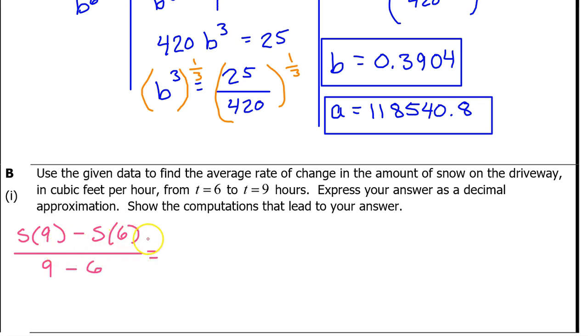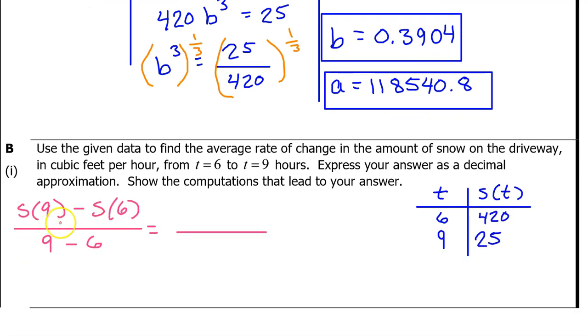The average rate of change of s on the interval from 6 to 9 is given by s of 9 minus s of 6 divided by 9 minus 6. It's just the average rate of change formula. You have to show this setup to get credit. S at 9 is 25, and S at 6 is 420. Of course, 9 minus 6 is 3.